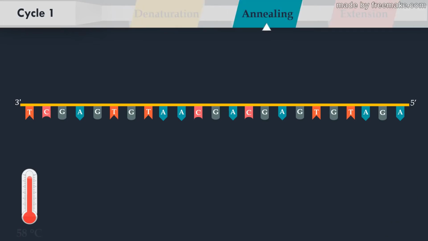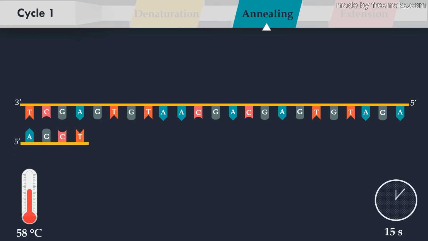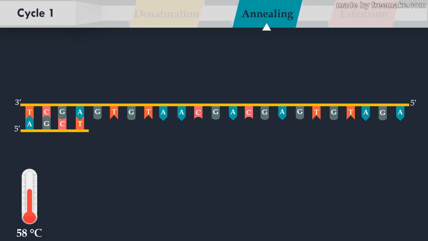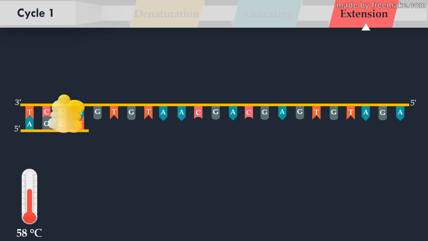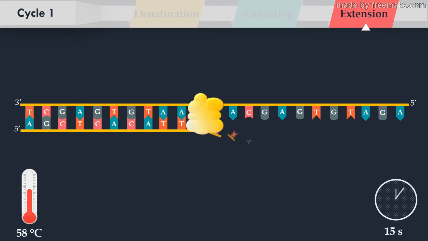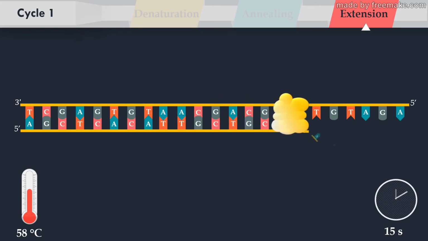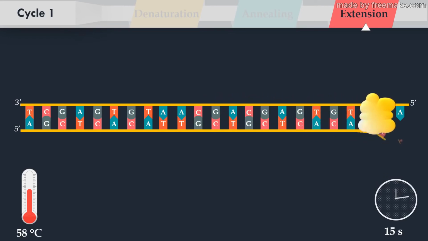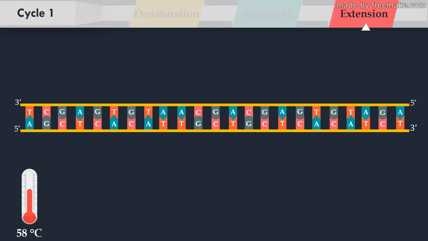In the next step, the reaction temperature is lowered to 58 degrees Celsius, allowing annealing of the forward primer to its complementary part of the single-stranded DNA template. The annealing temperature relies directly on the length and composition of the primers. In the extension step, the DNA polymerase synthesizes a new DNA strand complementary to the DNA template strand by adding free nucleotides from the reaction mixture that are complementary to the template in the 5' to 3' direction. The temperature at this step depends on the DNA polymerase used.